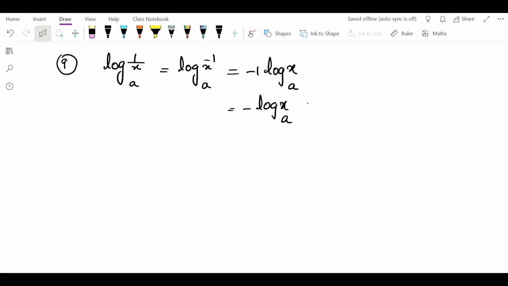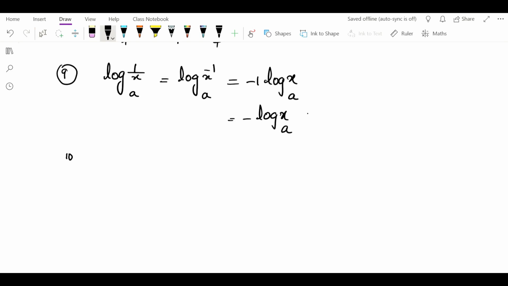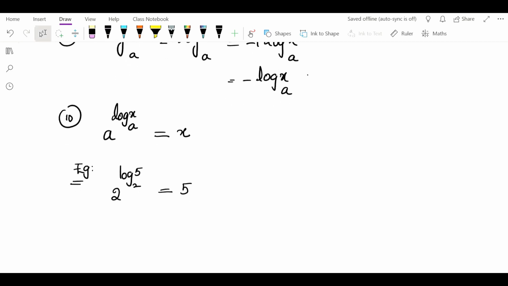The last, 10th property is a to the power of log x base a is equal to x. Example, 2 to the power of log 5 base 2 is equal to 5. So these are the properties of logarithms.